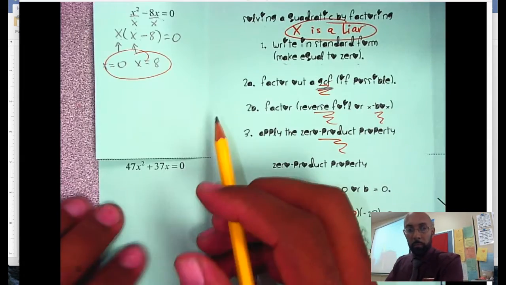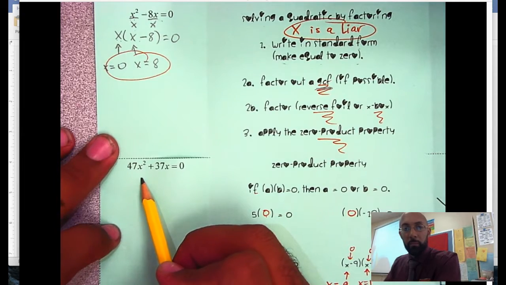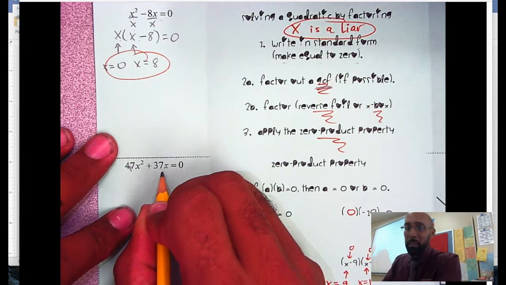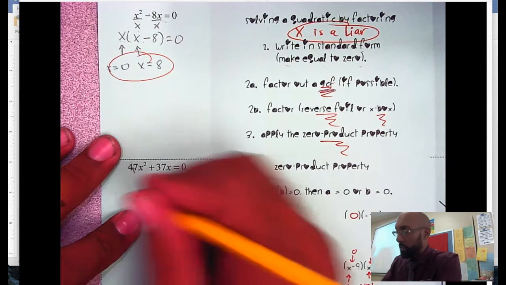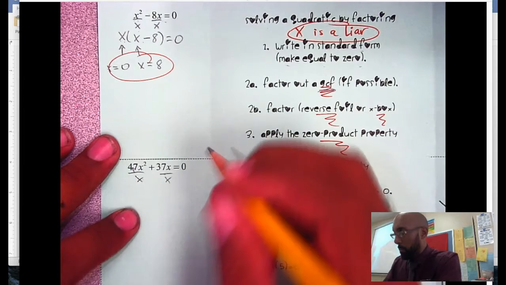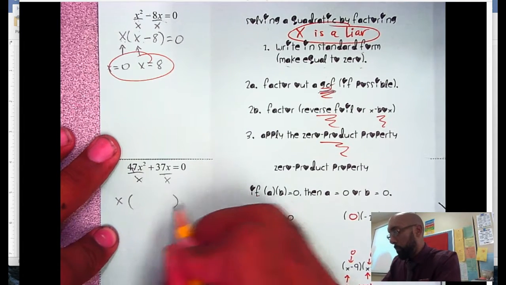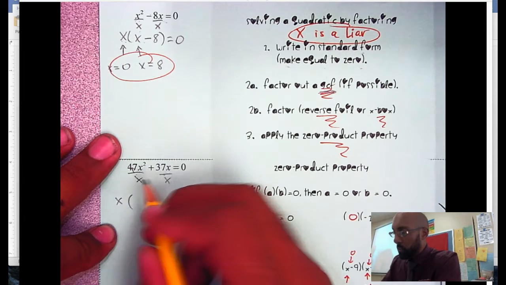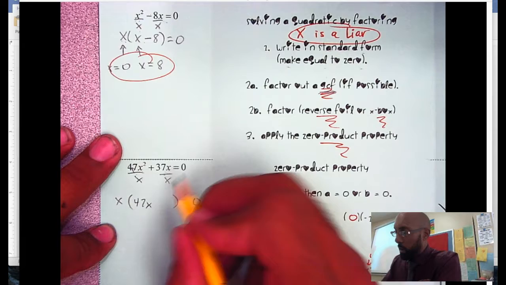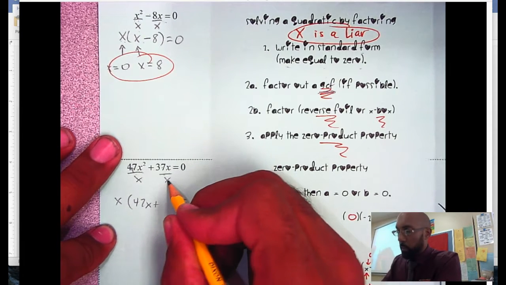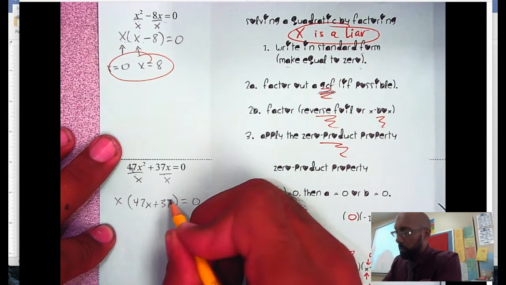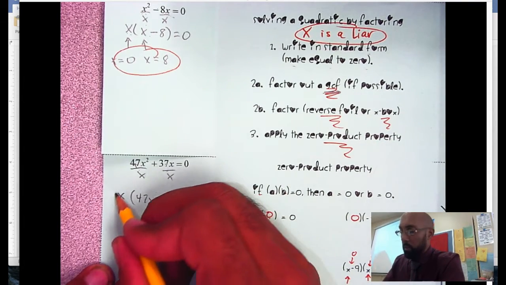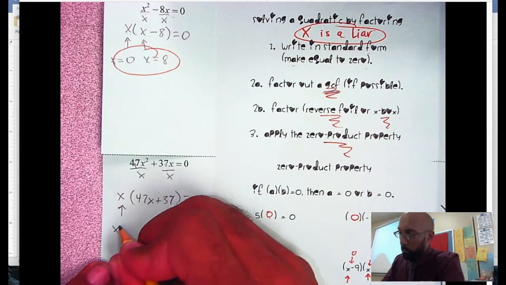Okay, so now this one. Again, look to see if you can GCF. Well, it looks like 47 and 37 don't have a common factor, but they both have x at least. So I can divide x into both. So I'll take x out. Now if I divide 47x squared by x, it just takes away 1x, and I have 47x, plus 37x divided by 1x, that just takes away 1x, so we have no x's there. So the first one is easy. If it's just x out there, or even x with some other number, it's just 0.